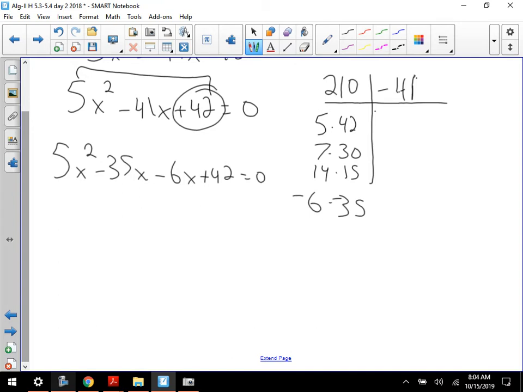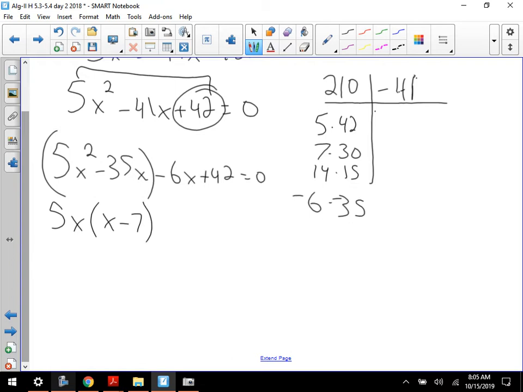Factor this via grouping. So we group the first two terms. What's the GCF of the 5x squared and 35x? 5x. 5x, good. So I'm going to take out a 5x. Inside the parentheses, I'm left with x minus 7.